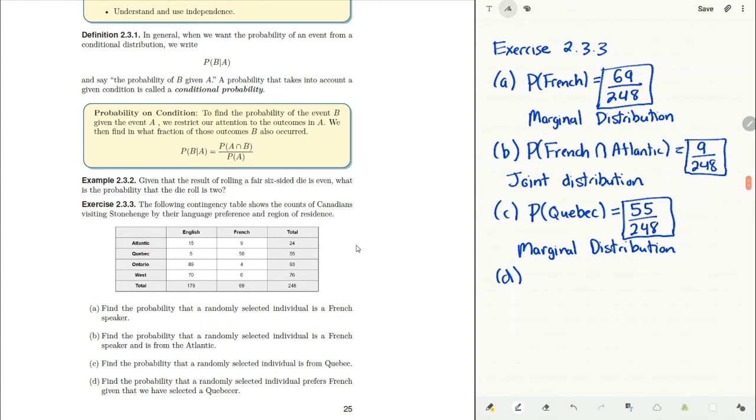And lastly, what is the probability that a randomly selected individual prefers French, given that we have selected a Quebecer? And so for this probability, we are looking for a conditional probability. So we're given that they are from Quebec, and we are looking for the probability that they prefer to speak French. So mathematically, we write this as the probability that they speak French, given that they are from Quebec.